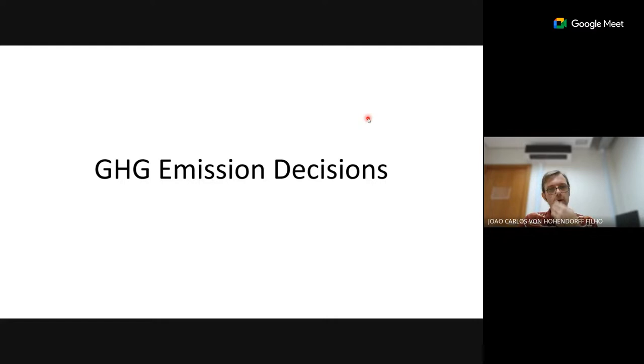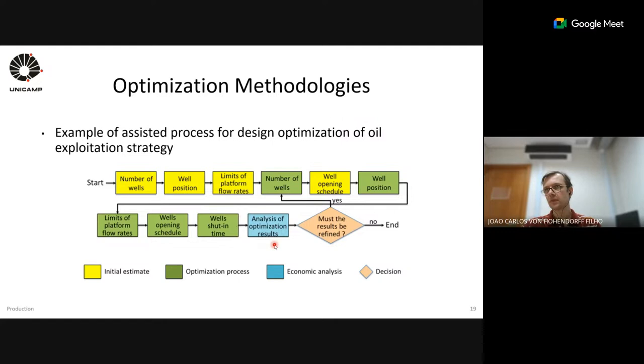greenhouse gas emission decisions? Because until a few years ago, we generally stopped here because the company said, okay, let's optimize our project. And about integration, sometimes you need to integrate your model to take decisions about it. Okay? You need, for example, to include here the well and platform location. You need to include the gas artificial lift method. You need to include geometrical characteristics of your pipes, okay? And you operate this kind of methodology to optimize your project.